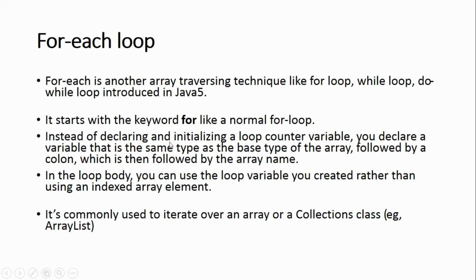So we were doing the initialization part, right? Let's suppose you're working on an integer type of array; then you need to have a variable with the same integer data type. If you're working on a string type of array, then you need a variable of string type. You need the same data type, followed by a colon, followed by the array name. In the body, you can use the loop variable you created. It's again talking about the syntax. We will discuss that in Eclipse.